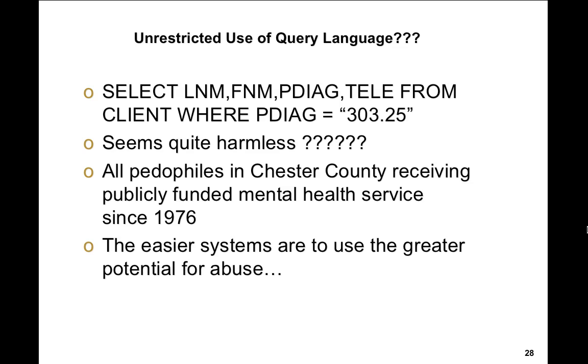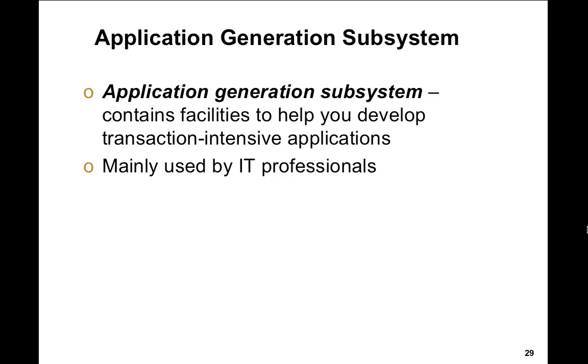The easier systems are to use, the greater the potential for abuse. Well, yeah, the easier the system is to use, the greater the potential. In fact, the theory works with the amount of data that you save, and the current thought is: don't save it unless you need it. Because if you save it, there's a potential of somebody using it, whatever reason you saved it for, which doesn't really matter a year from now.